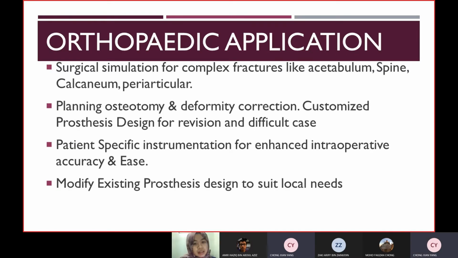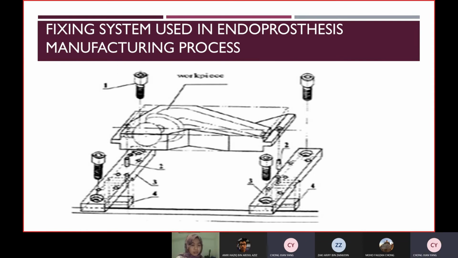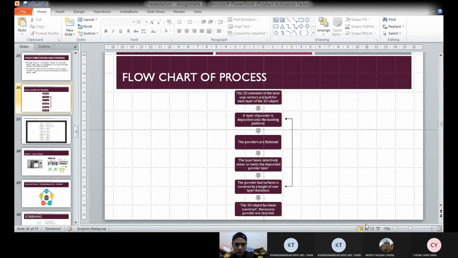Patient-specific instrumentation for enhanced intraoperative accuracy and ease. Modify existing processes designed to suit local needs. So this is the picture for the fixing system used in the endoprosthesis manufacturing process. I want to present the flowchart of the process.